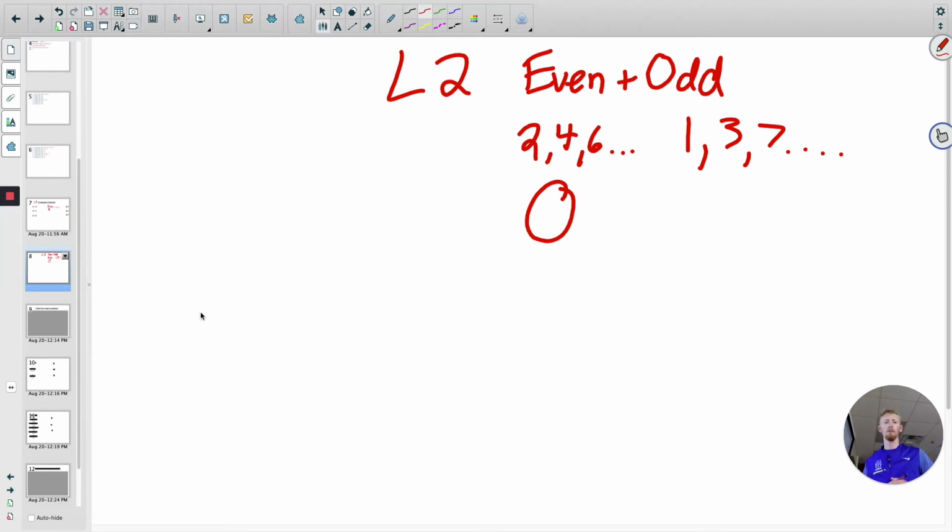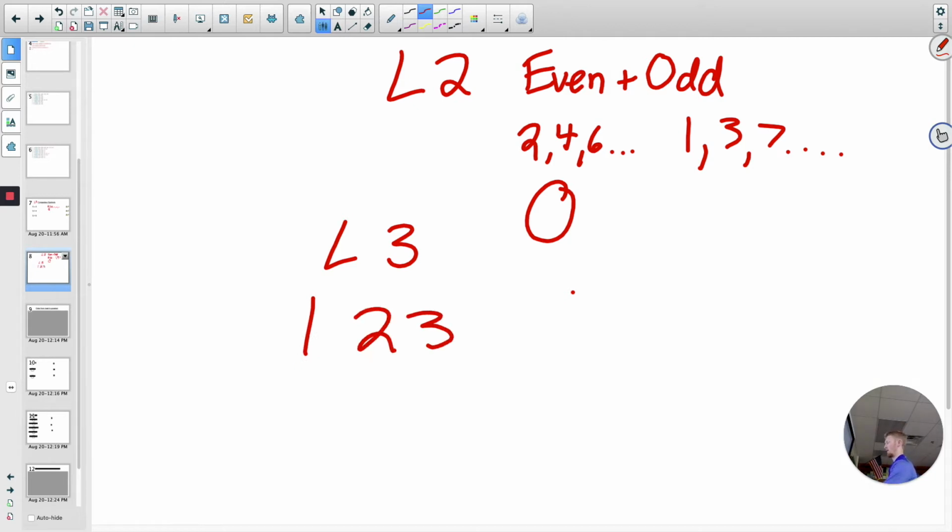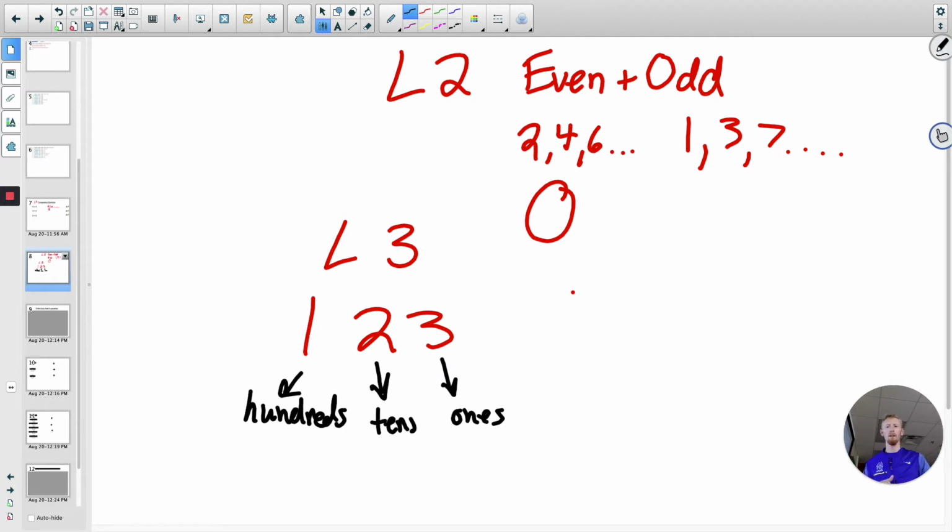Lesson 3 was using money to illustrate place value. So maybe you could have 123, and you know that the 1 is hundreds, the 2 is tens, and the 3 is ones. Okay, so now you have things written down for lesson 1, lesson 2, lesson 3, and then this is lesson 4 here.